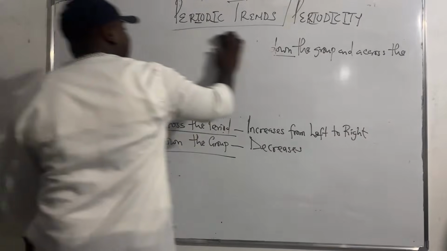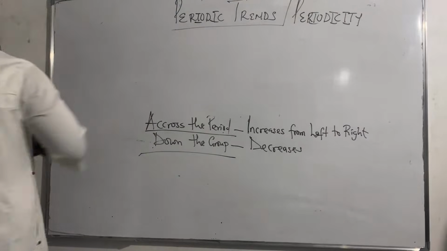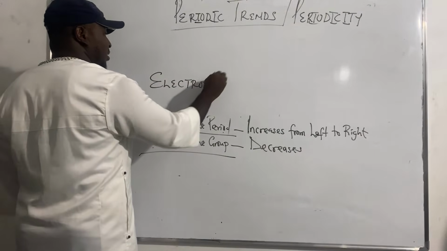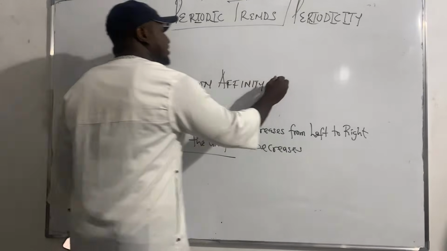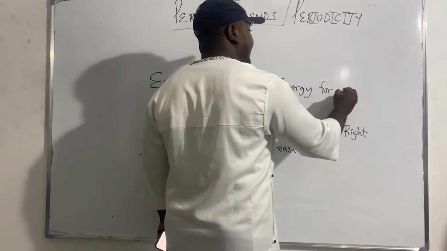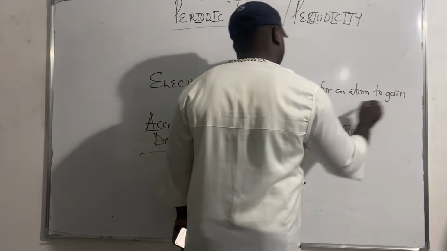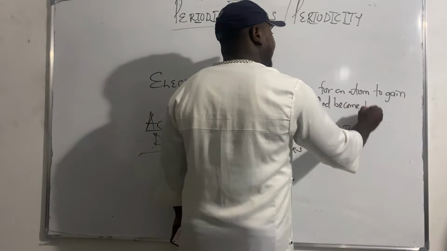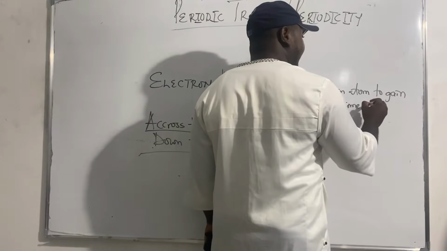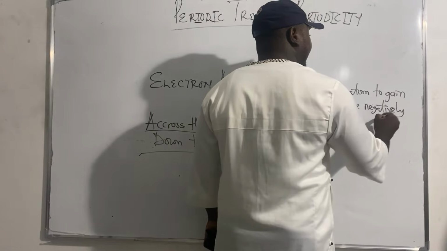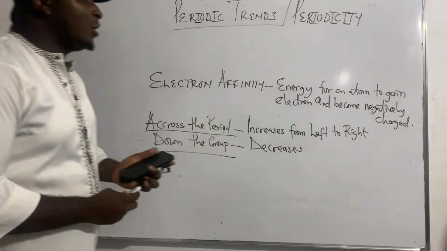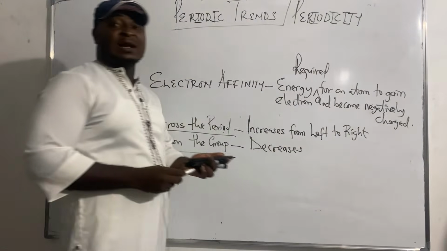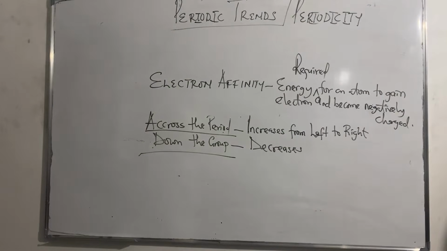The next one I want to look at is electron affinity. This is the energy required for an atom to gain an electron and become negatively charged. When you gain an electron in chemistry, you are negative now. Energy required for an atom to gain an electron and become negatively charged.